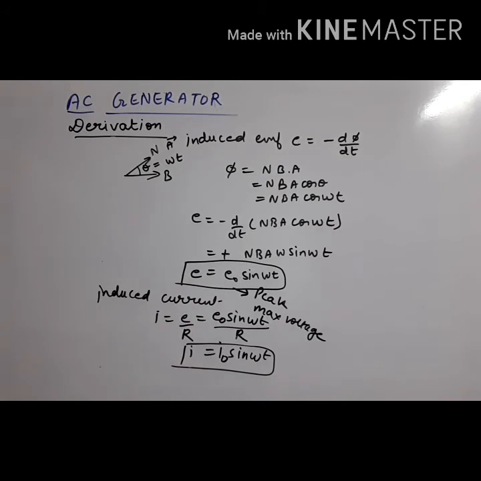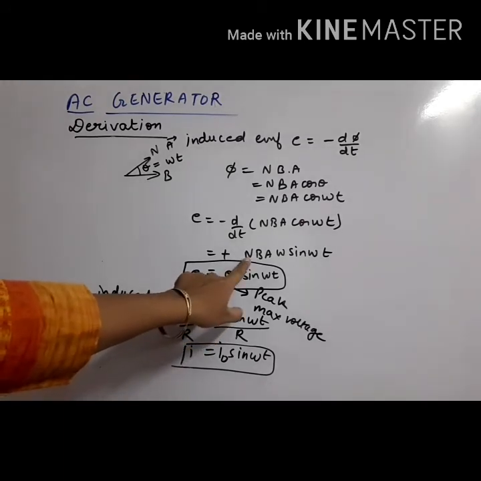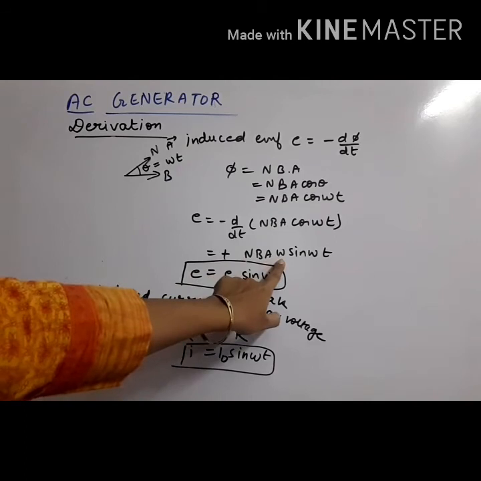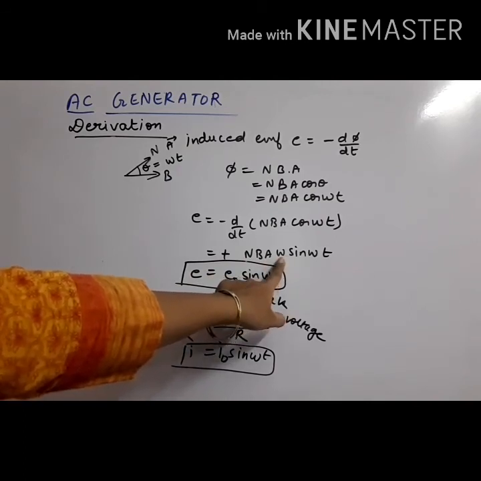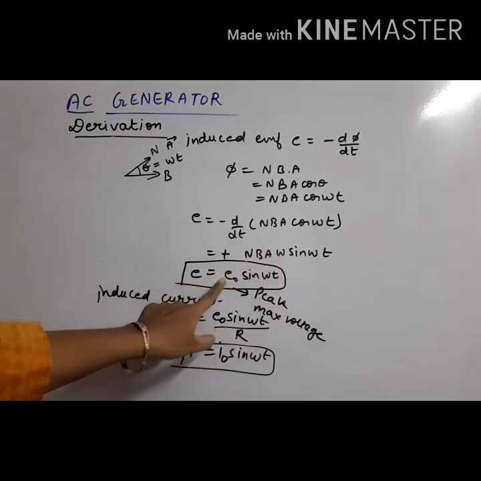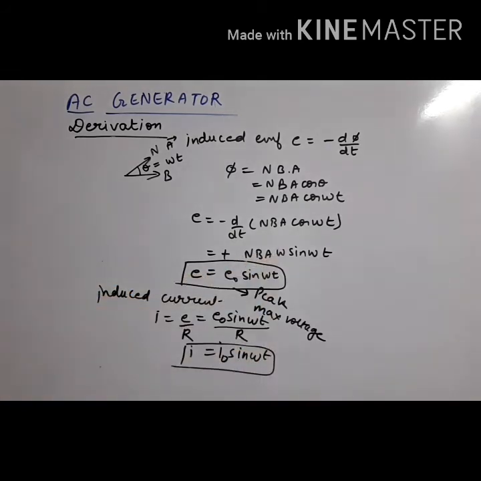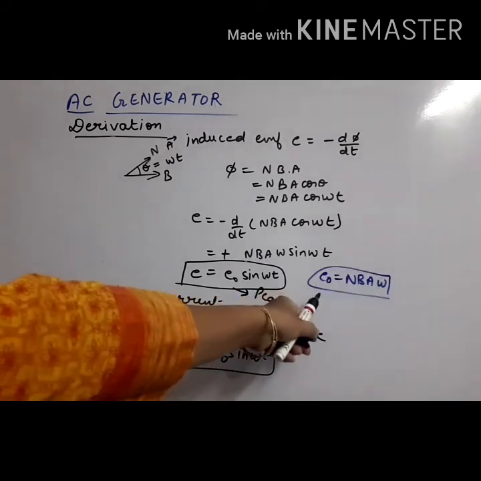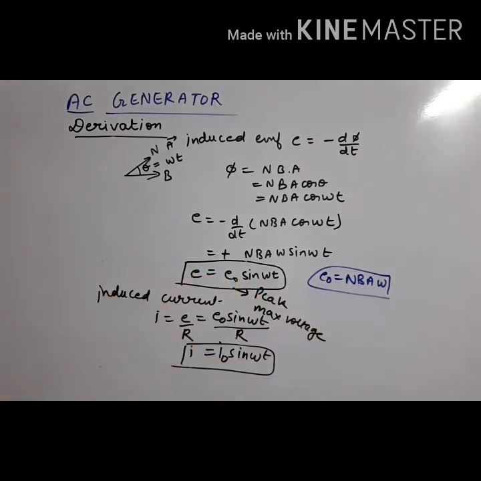Now we will understand the graphs of these two cases, and you have to notice one point here: the peak voltage depends upon N, B, A and omega. So if the question is asked, can the speed of rotation of the coil decide the peak value? Yes, because E0 is equal to NBA omega. Peak voltage is equal to NBA omega.